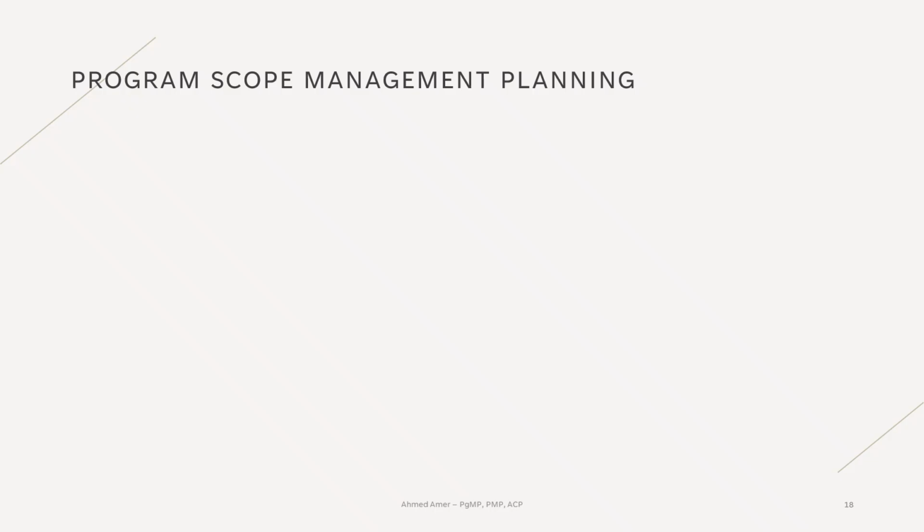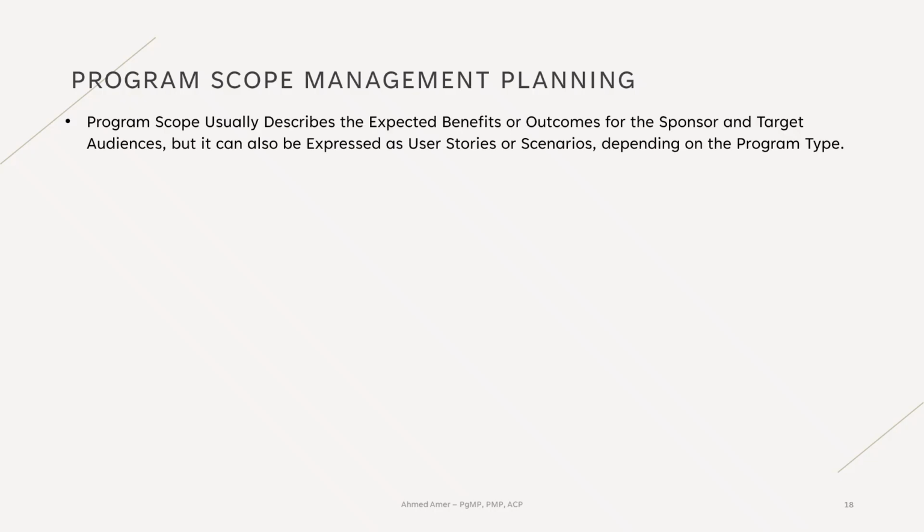Now, let's talk about the final activity on our list for today, program scope management planning. But before we do that, let's first talk about program scope. Program scope is typically expressed as the expected benefits or outcomes for the sponsor organization and target publics. But it may also be described through user stories or scenarios depending on the program type.